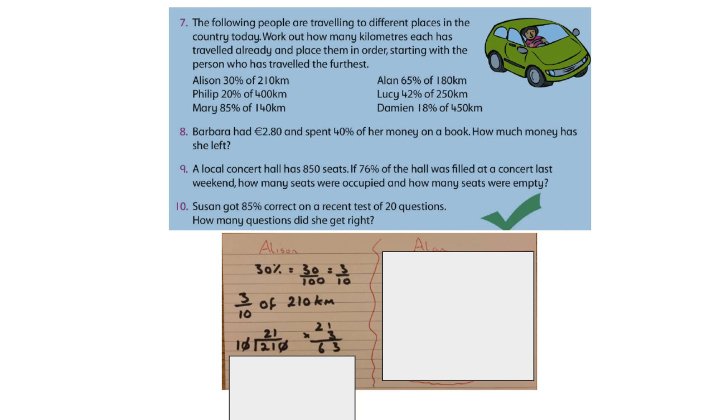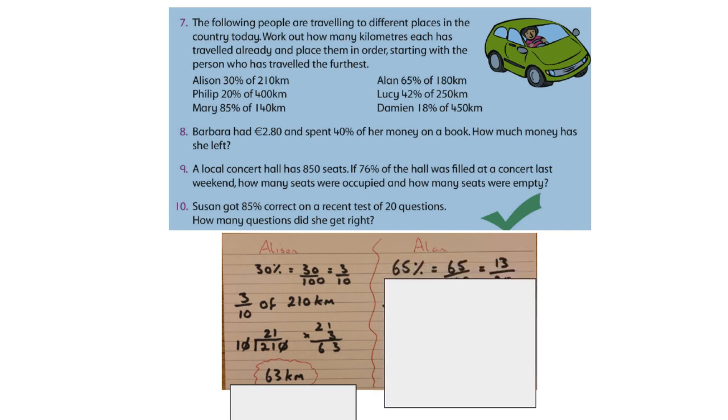I've crossed out the zeros. Okay, so 21 multiplied by 3 is 63 kilometers. All right, so 30% of 210 kilometers is 63 kilometers. Let's have a look at Alan. So Alan has gone 65% of 180 kilometers.